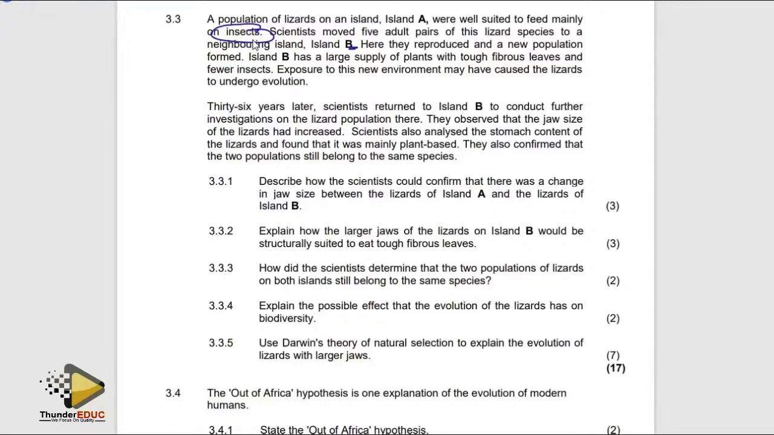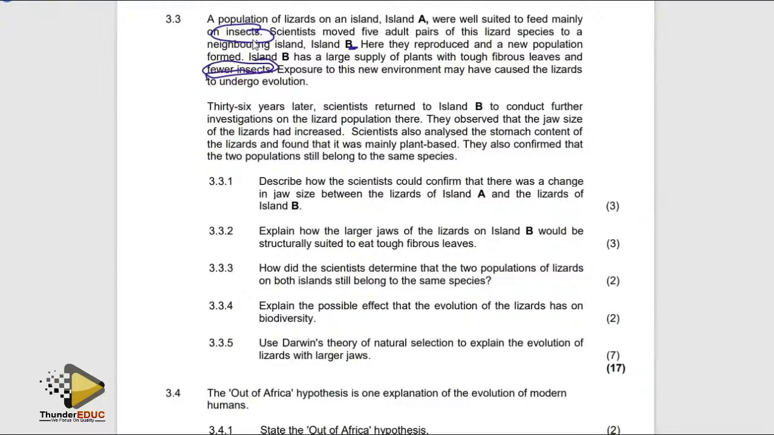They're saying island B has a large supply of plants with fibrous leaves and fewer insects. It means that now the food has become scarce. So this one is going to become a problem. Yes, exposure to this new environment may have caused the lizards to undergo evolution.